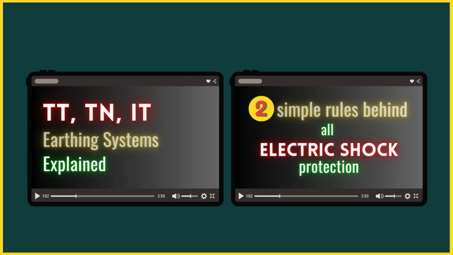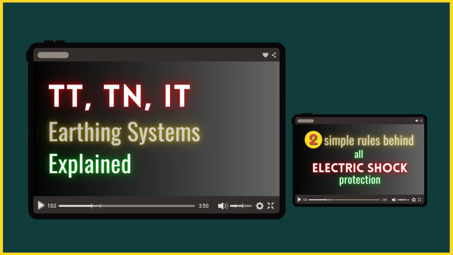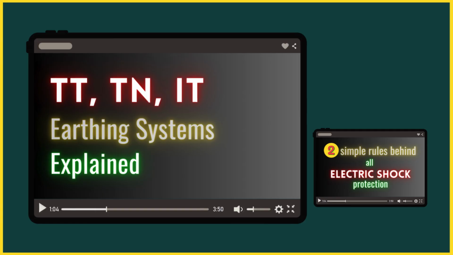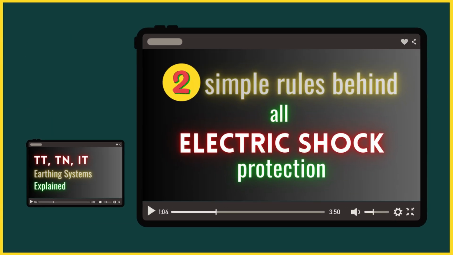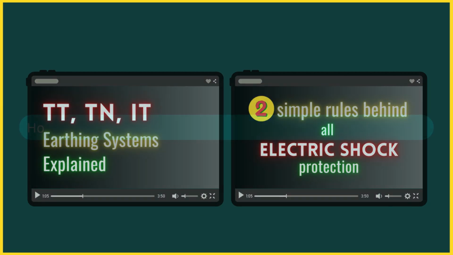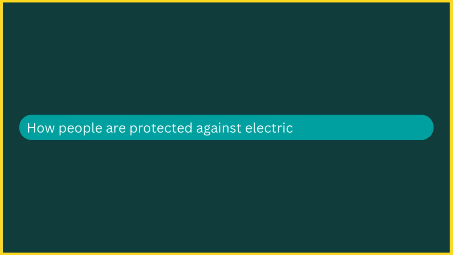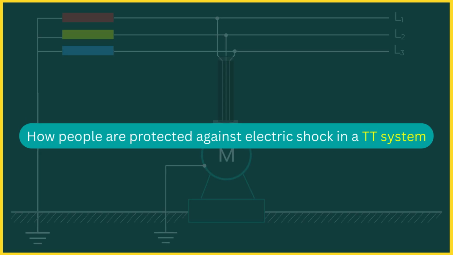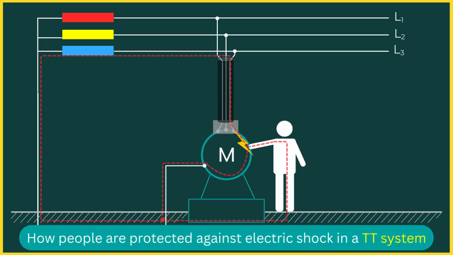In the previous two videos, we understood how different earthing systems behave during an earth fault and how indirect contact can lead to electric shock. Now, let us move one step further and learn how people are protected against electric shock in a TT system, specifically, shock due to indirect contact.